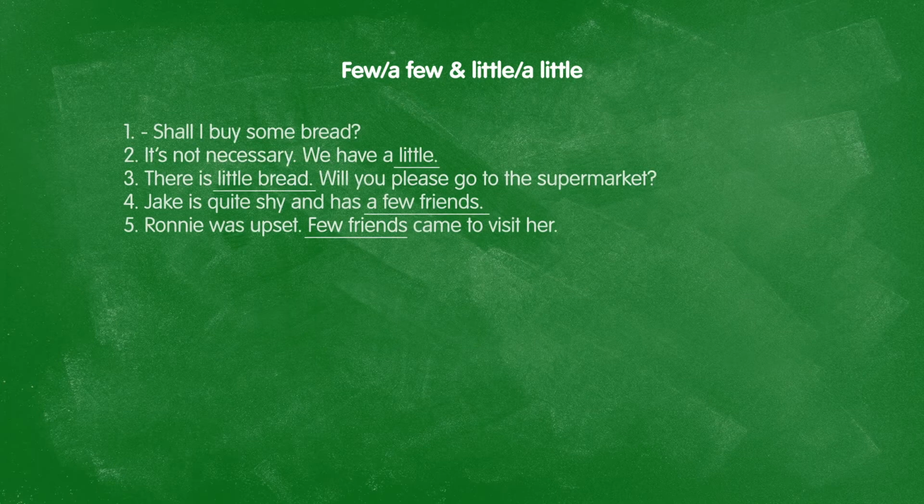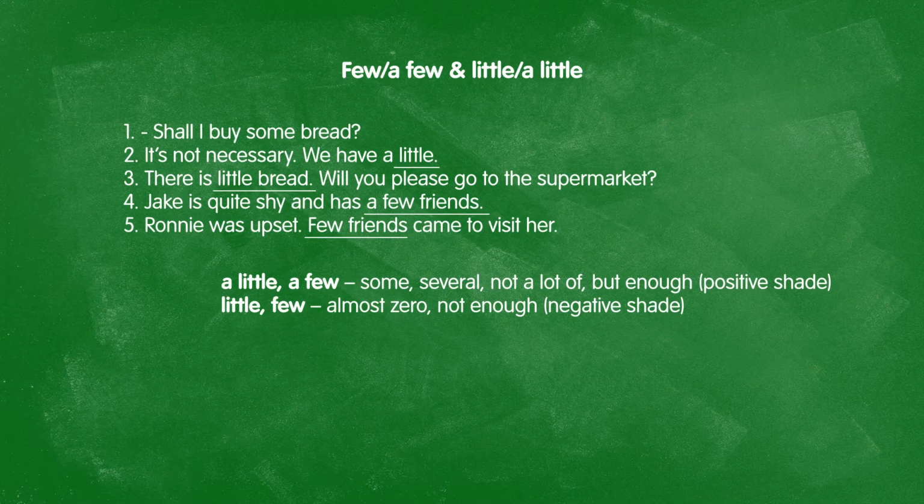But earlier, I'm sure you heard me mention two very similar sounding phrases, few and a few, as well as little and a little. So let's review the difference between these two. For example, in the sentence, shall I buy some bread? Well, if I'm replying to this, I can say, it's not necessary. We have a little. Here we have enough. However, if I say there's little bread, will you go to the supermarket? I'm telling you that there is not enough bread, and I'm asking you, please go buy some more.